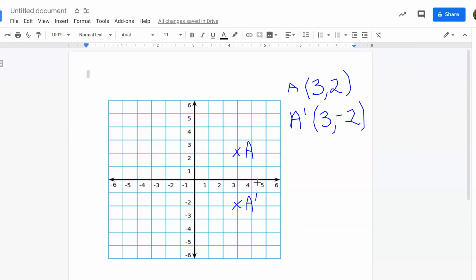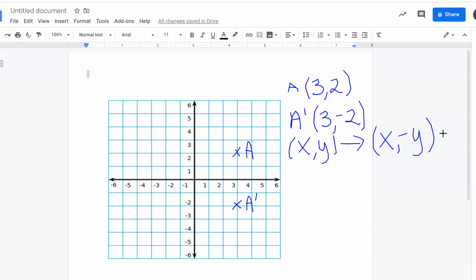Now we are also going to translate that, but first let's remember what the algebraic representation of reflecting a point over the axis would look like. That would look like X and then negative Y.